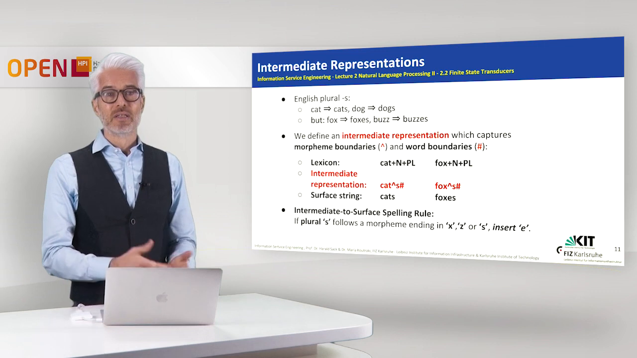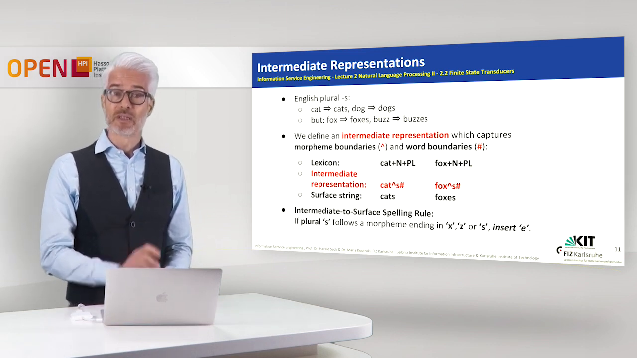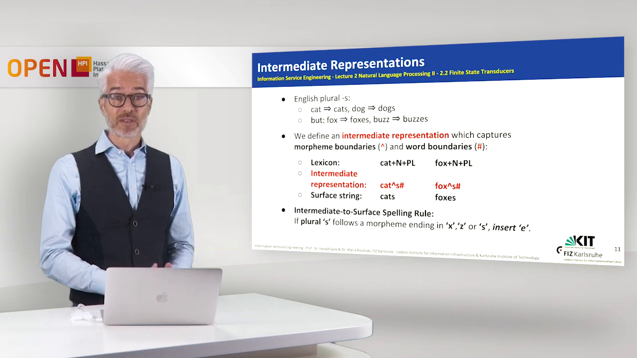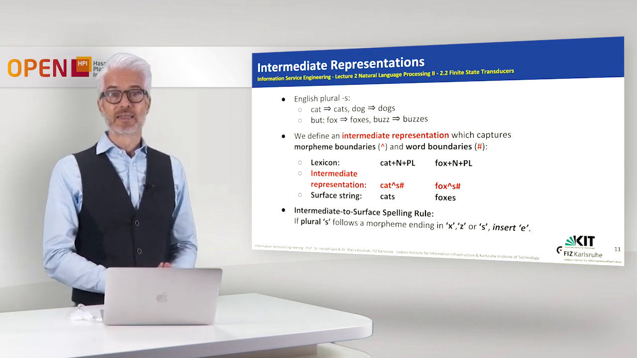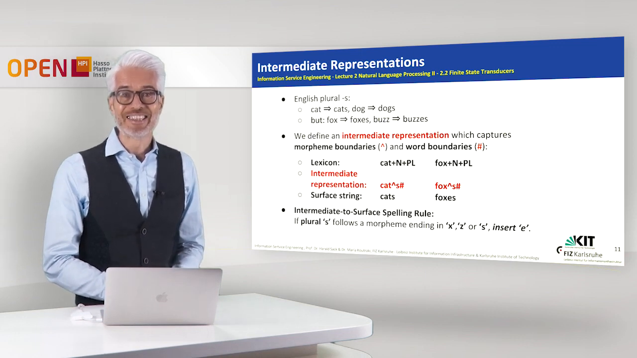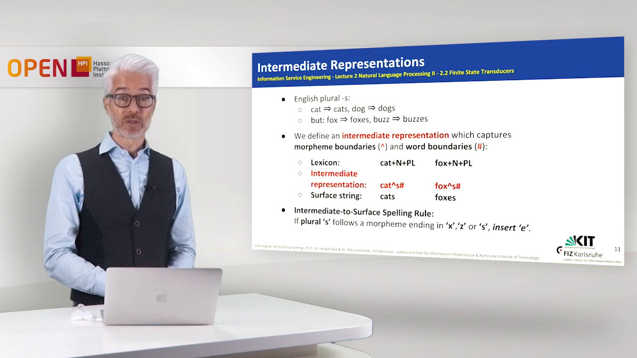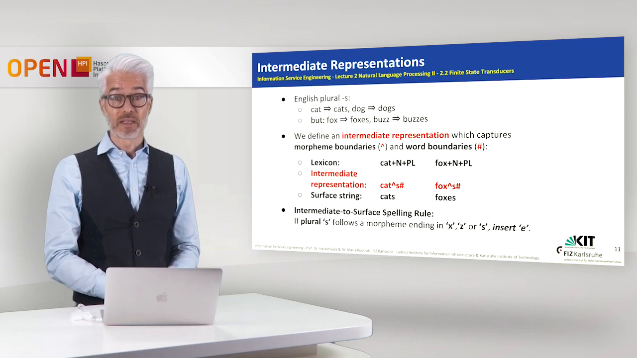This is a so-called intermediate to surface spelling rule that we add between the first and the second layer. So if there is a plural S, following a morpheme ending in X, Z or S, then insert an E. So this is an orthographic rule that we establish here between the lower and the intermediate representation form.